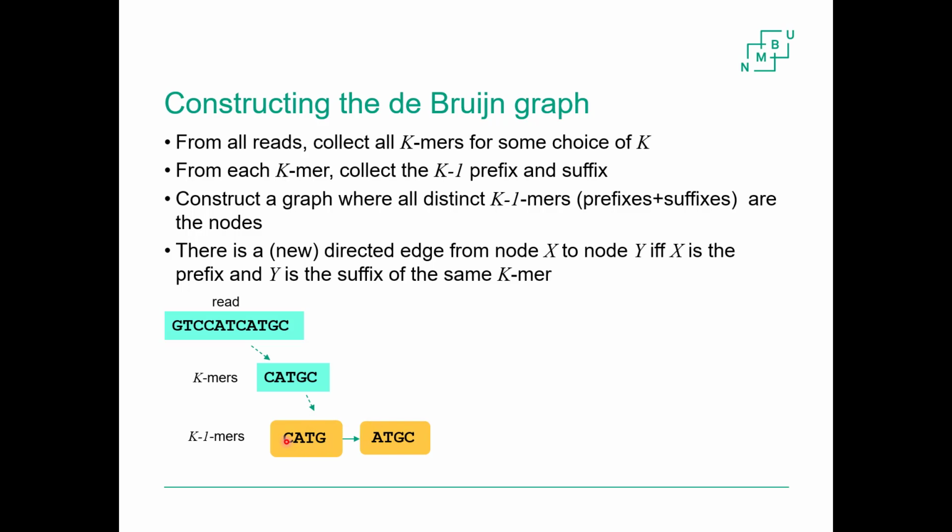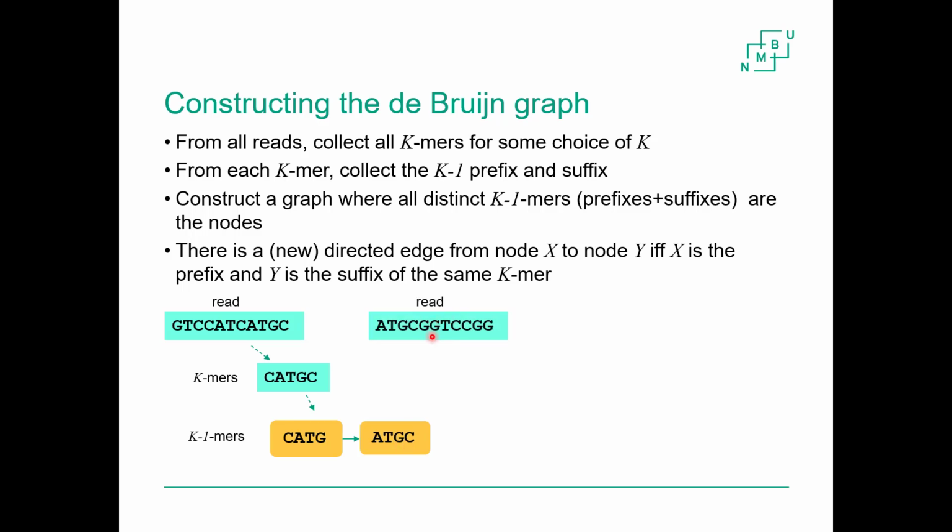And you can see that these are the 4 first letters here, and these are the 4 last letters here. And then I draw an edge between them as an arrow, indicating that this one overlaps with this one in all except the first letter here or the last letter here. You can see that, ATG and ATG. It's the same in both. They overlap.